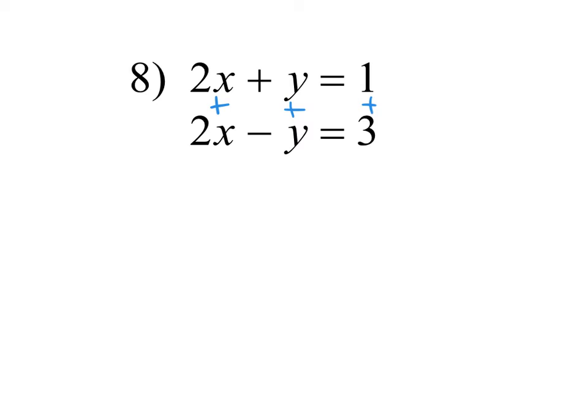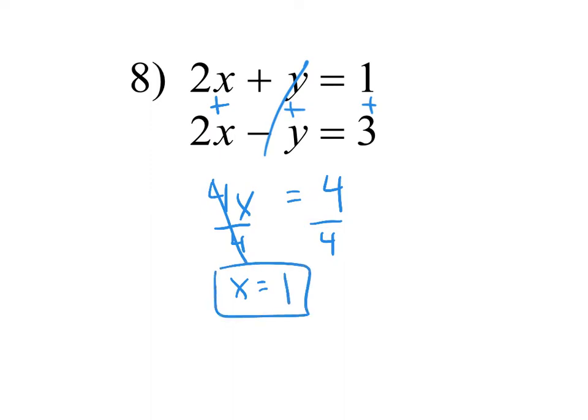So it's 2x plus 2x, 4x. What happens to our y's? They cancel. And then what's 1 plus 3? 4. Then what do we need to do to solve for x? How do we get rid of it? Divide by 4 on both sides. So x is equal to what? What's 4 divided by 4? 1. So x is equal to 1.